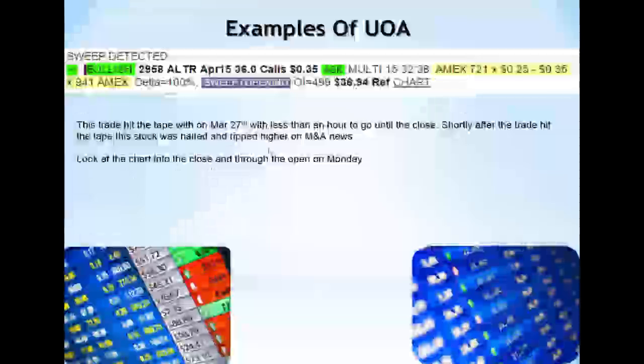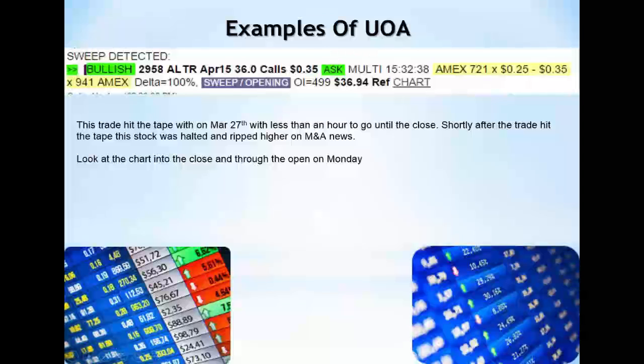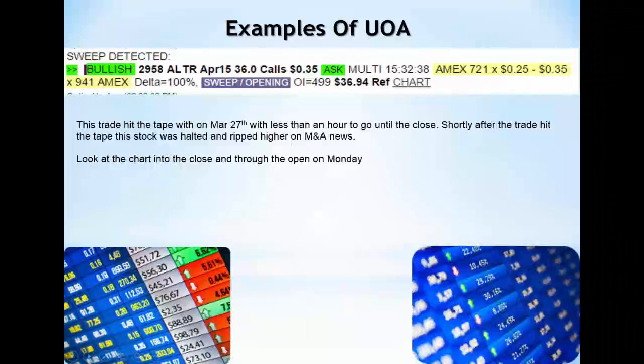So let's look at some more examples of unusual options activity here, okay? So we had an example earlier in ALTR when we looked at that order flow. This was an example that hit the tape on a Friday, the week before expiration, okay? I'm sorry, it hit on March 27th with less than an hour to go to the close. Shortly after the trade hit the tape, the stock was halted and ripped higher on M&A news. So let's look at the chart through the close and through the open on Monday.